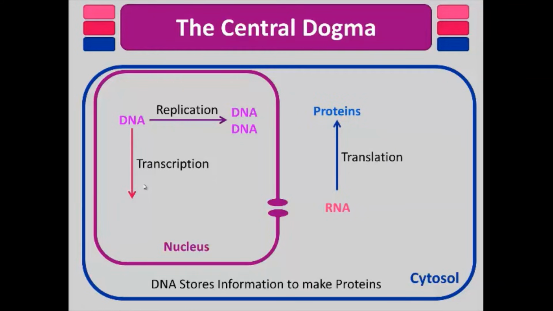Translation, our third process, uses the RNA instructions from the nucleus to assemble a protein from amino acid subunits. In summary, replication creates two complete copies of DNA from a single DNA template. Transcription is used to create short single-stranded RNA copies from the DNA template, and translation is used to create molecules of proteins from RNA templates. Now we'll take a closer look at each one of these processes individually, starting with replication.